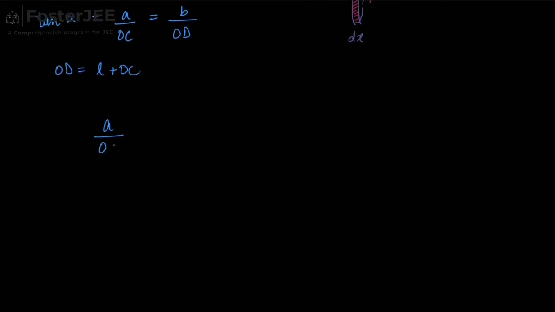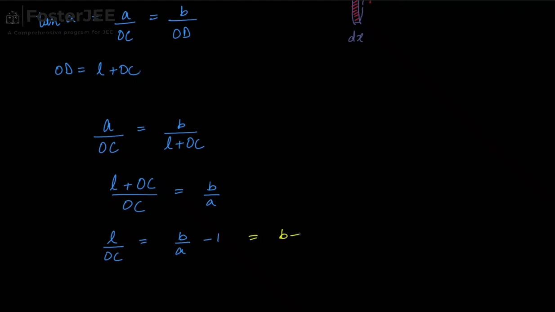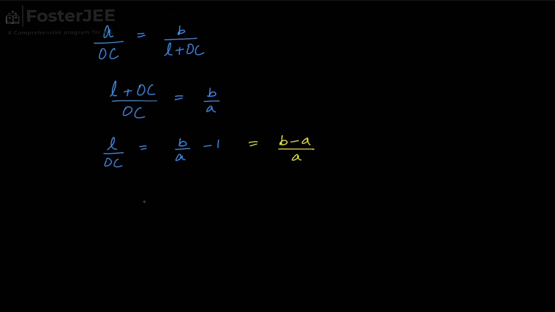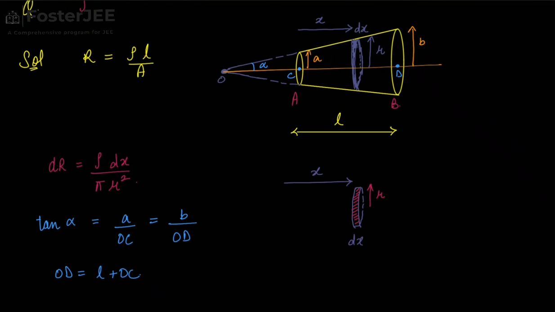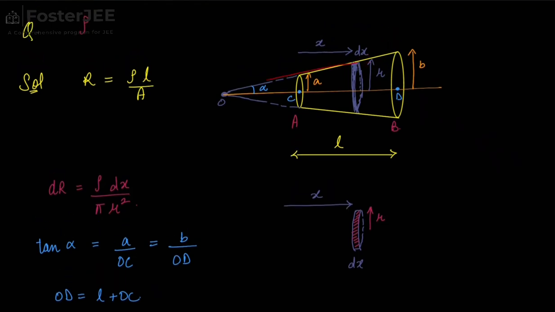So let's solve this equation. This becomes A by OC equals B by L plus OC. So this becomes L plus OC upon OC equals B upon A. L by OC equals B upon A minus 1, which is B minus A upon A. So OC becomes AL upon B minus A. Now we will see why we have calculated this length OC. Now as OC is known, we can apply the value of tan alpha in this triangle.